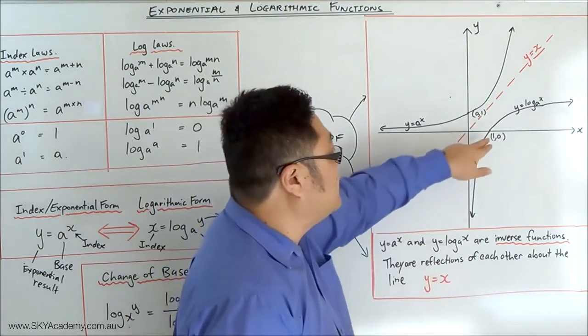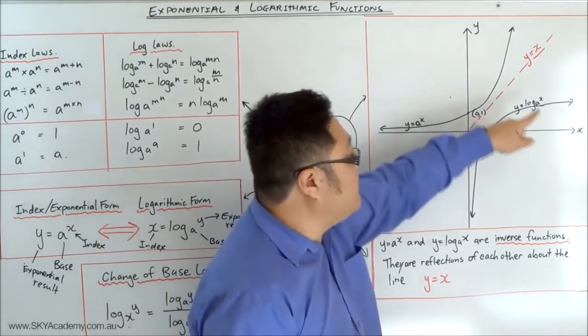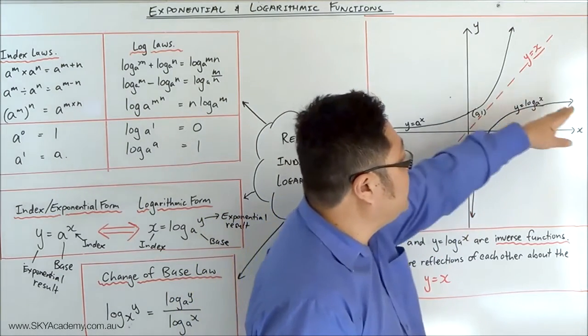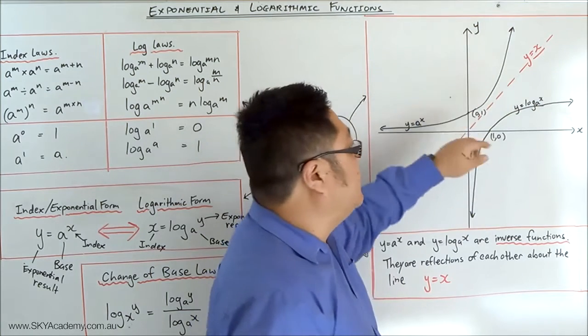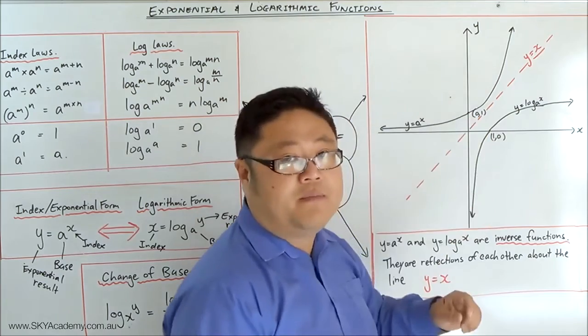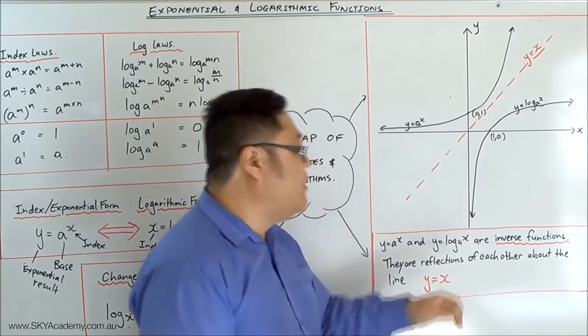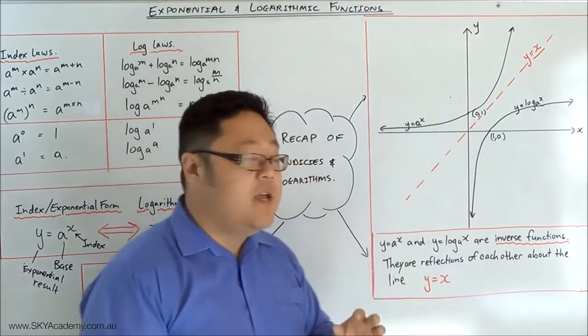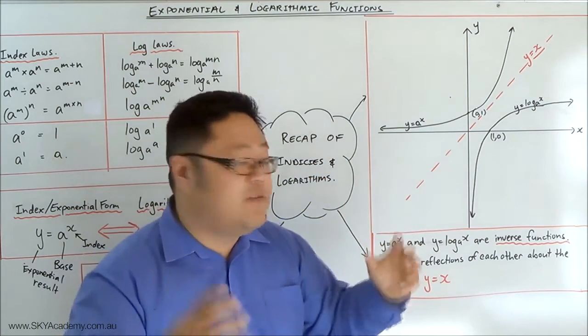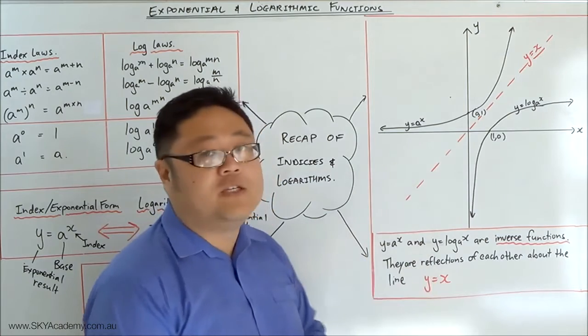Do you see that? So for the logarithmic curve, it passes through the point (1, 0). In the mirror image version, it will pass through the y-axis, not the x-axis, at (0, 1). So they're mirror images of one another. That's what we call inverse functions. They're inverse functions of one another, and they are reflections about the line y is equal to x.